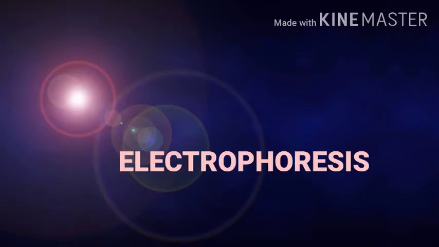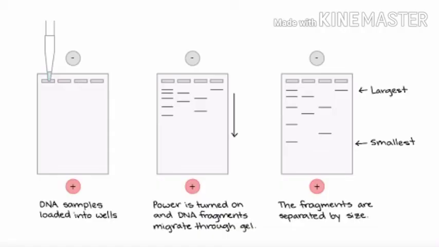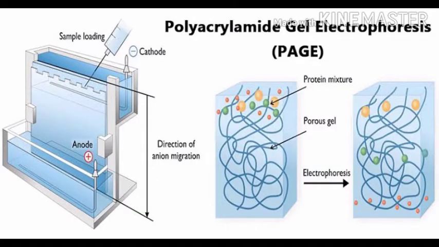Electrophoresis is a technique used to separate different types of particles depending on their size, shape and molecular weight. Usually the separation of the particle is due to its own charge, and running it through the electrical field through the gel is what helps in the separation.